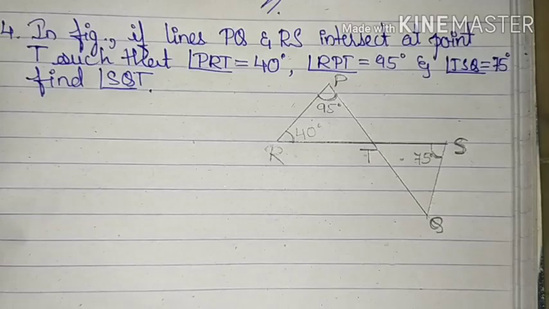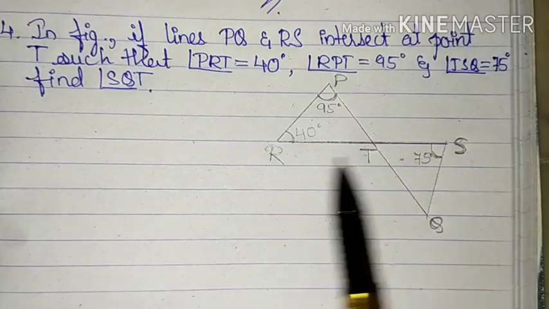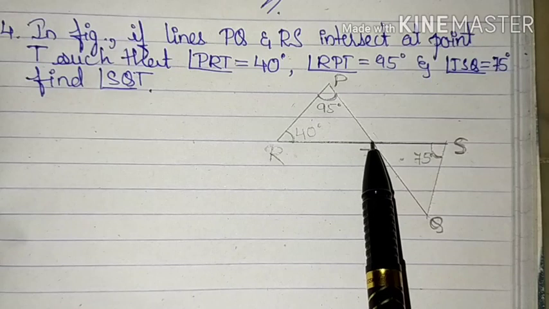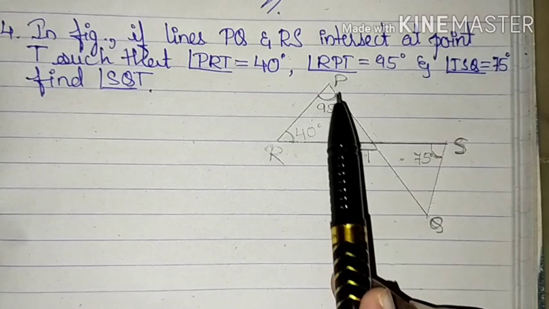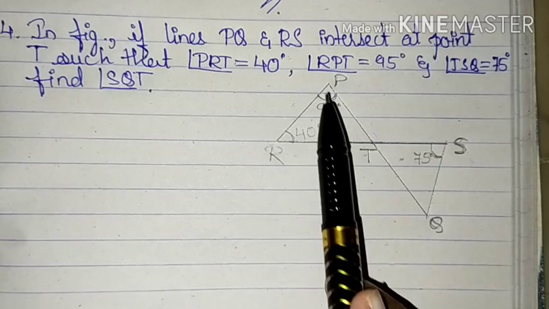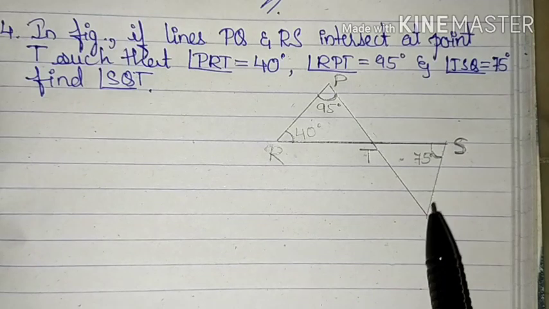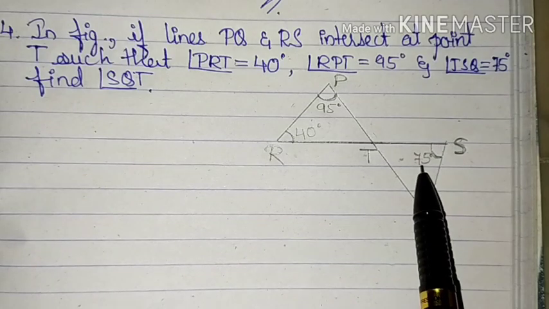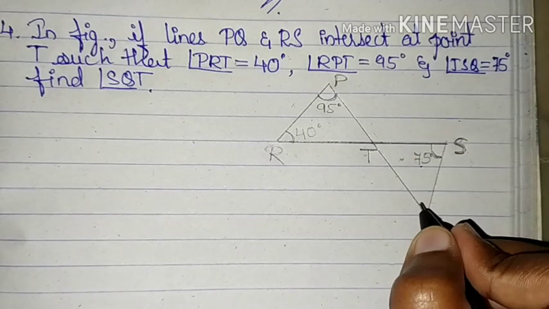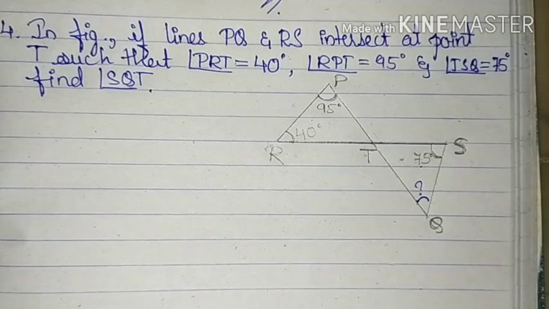Moving on to the fourth question. In the figure, if lines PQ and RS intersect at point T such that angle PRT is equal to 40 degrees, angle RPT is equal to 95 degrees, and angle TSQ is equal to 75 degrees, find the value of angle SQT. We have to find the value of this angle.